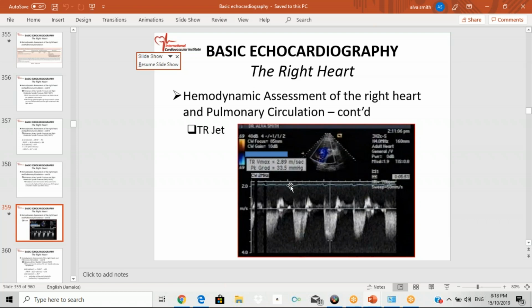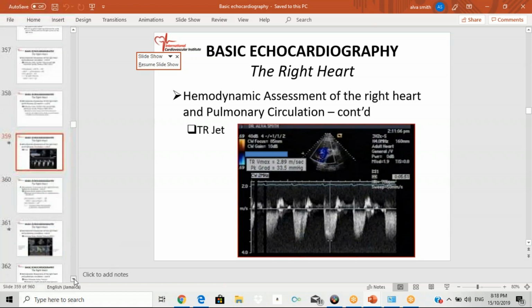Systole is from the onset of the QRS to the T wave. So you get periodic systolic flow, and these are the envelopes. Peak velocity is right there. You put the sample volume, and the peak velocity is 2.89. So what the computer does is square the velocity, multiply it by 4, and this is the gradient. In order to get the right ventricular systolic pressure, all you have to do now is add the right atrial pressure. And we went over how to do that.